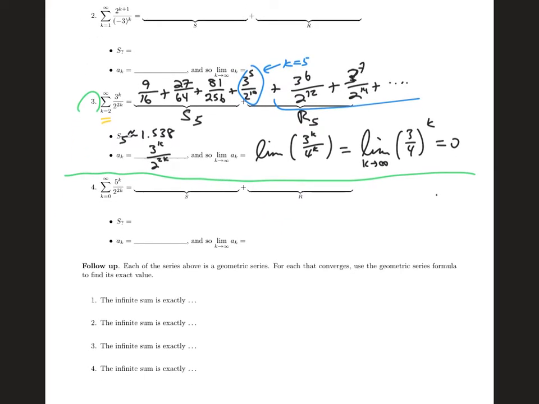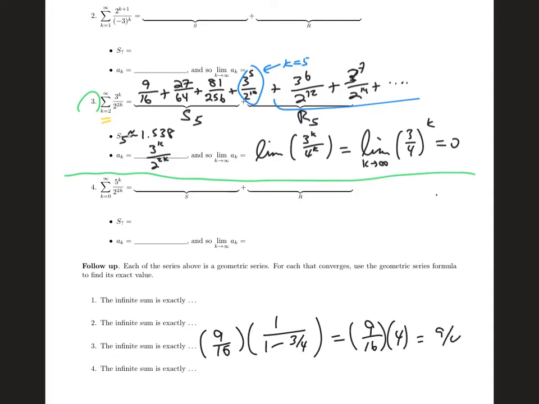Then down here on the follow-up, we're supposed to use the actual geometric series formula, and so that would be the first term, which I have written down above, and then 1 over 1 minus the ratio, and you can see the ratio is 3/4. You can do that by either taking the ratio of consecutive terms or just looking at that final thing I was taking in the limit. The base that's being raised to a power is the ratio. And then you get 9/16 times 1 over 1/4, which is 9/4.